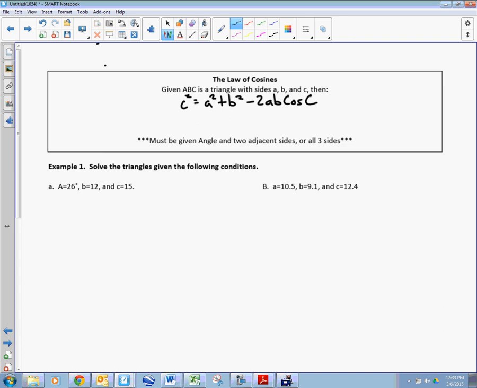So, there's 3 ways to write it because you might not be trying to find side C. You might be trying to find side B. What do you think it is if it's B squared? A squared plus C squared minus 2AC cosine of B. Yep. And A squared is B squared plus C squared minus 2BC cosine of A.